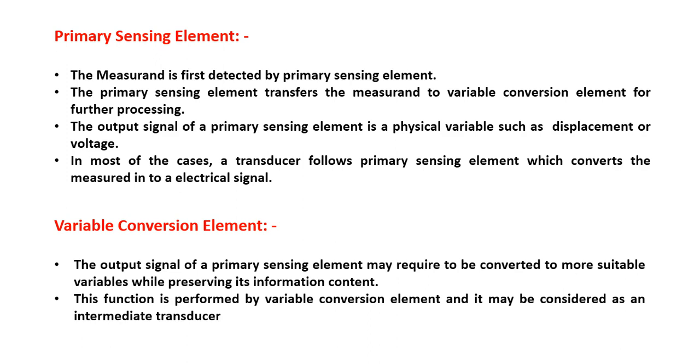Then comes variable conversion element. Now the output signal of a primary sensing element requires to be converted into a suitable variable while preserving its information content. Now this function is performed by variable conversion element, and it sometimes may be considered as the intermediate transducer or a part of a transducer.